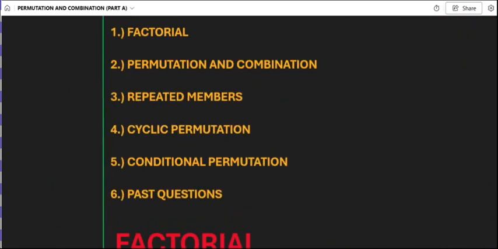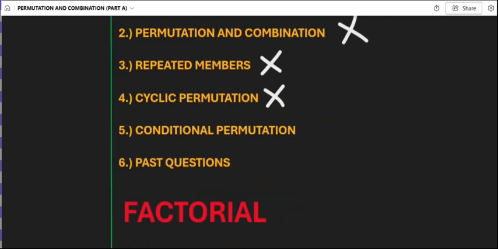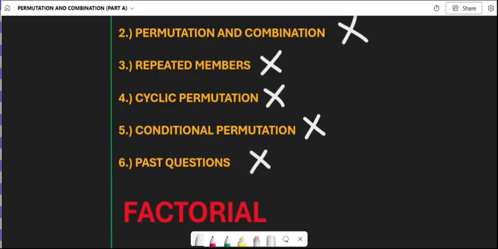Coming to the course outline, we are going to be learning about factorial, permutation and combination, repeated members, cyclic permutation, conditional permutation, and also we are going to solve some past questions relating to permutation and combination.